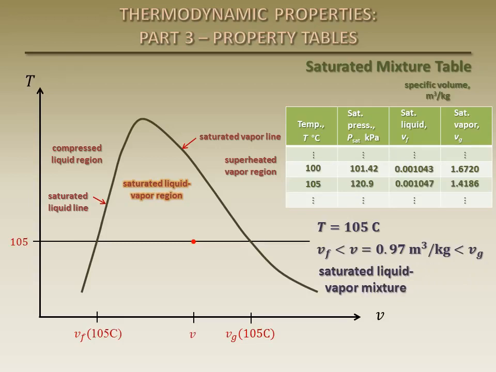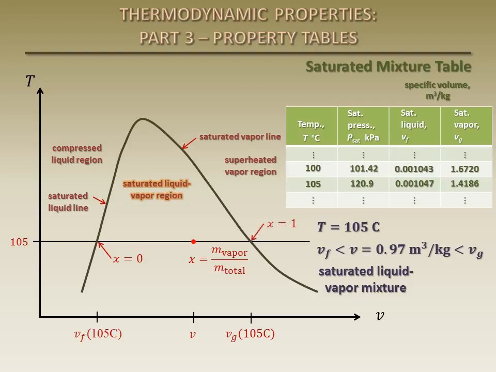Recall that a saturated liquid-vapor mixture has some quality, which is defined as the ratio of the mass of the vapor to the total mass of the mixture. So a saturated liquid has a quality of 0, while a saturated vapor has a quality of 1.